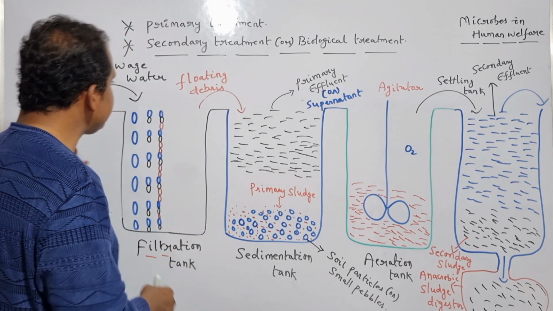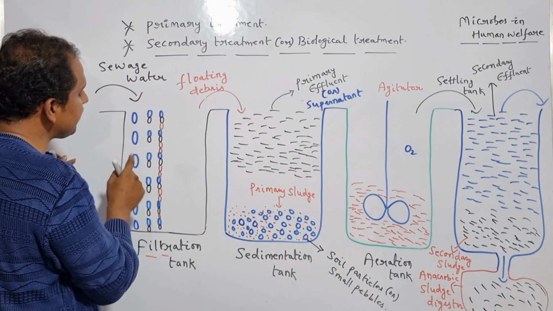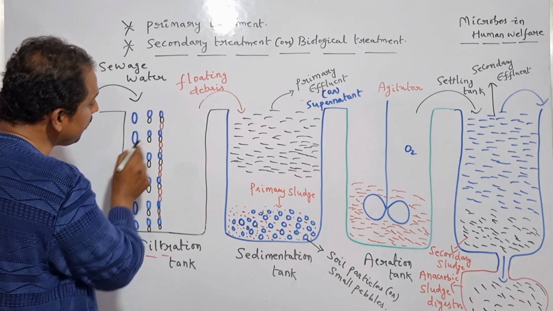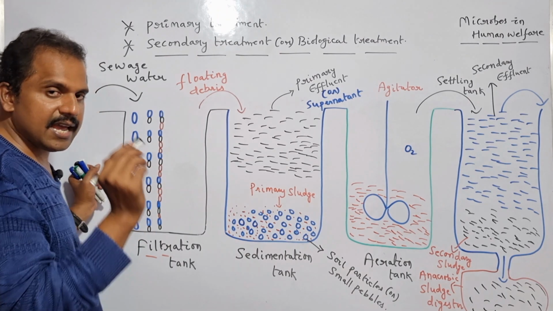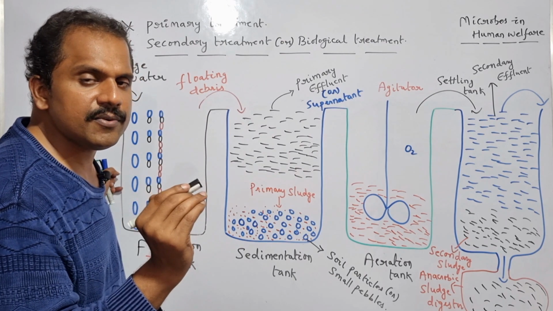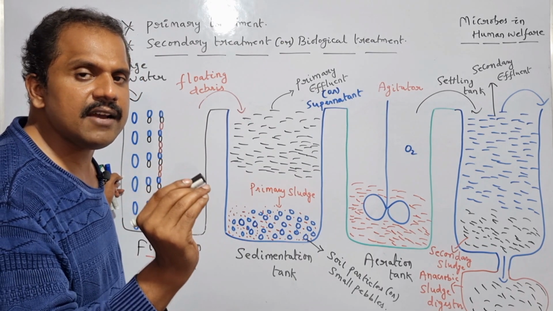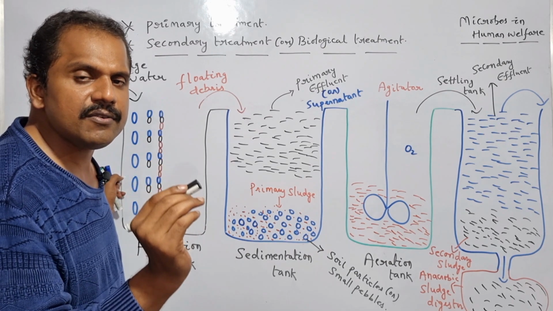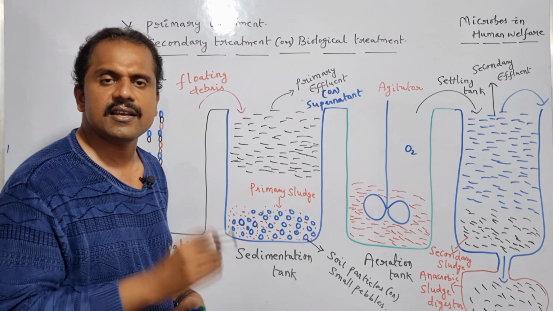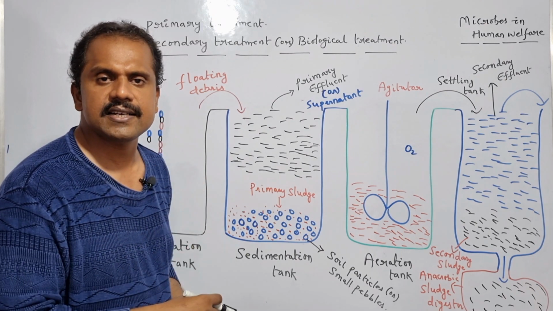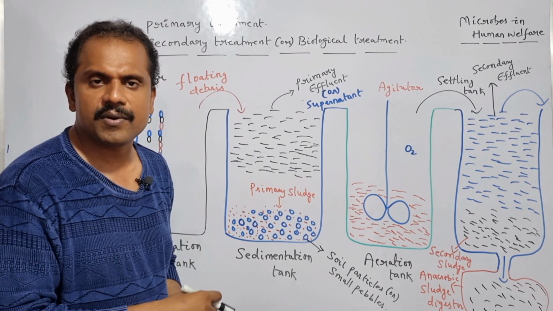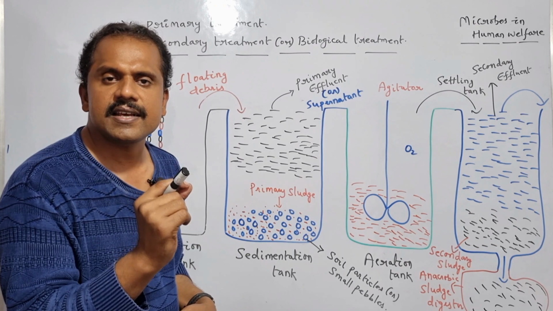Is it clear? So initially the sewage water enters a specific device termed the filtration tank. Within the filtration tank we can observe many filtration pores of various sizes and shapes. These filtration pores are responsible for filtering the components of the sewage water according to their size and shape. And most commonly, the component of the sewage water which is filtered in the filtration tank is nothing but what? Floating debris.